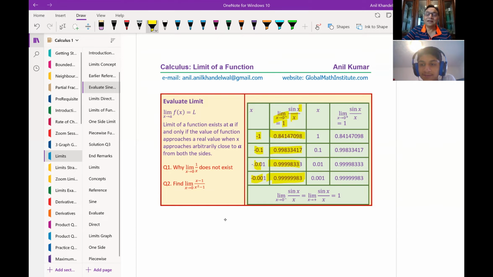Similarly, if you approach from the right-hand side, this is 0, and I'm coming closer to this. Let us say we start at 1, then we take about 0.1, 0.01, 0.001, and we see that we get the value of sine x over x as 0.99999, which is very close to 1. So from both the sides, we are approaching one value, which is 1. And therefore, the limit of this function sine x over x is equal to 1. Is that clear to you?